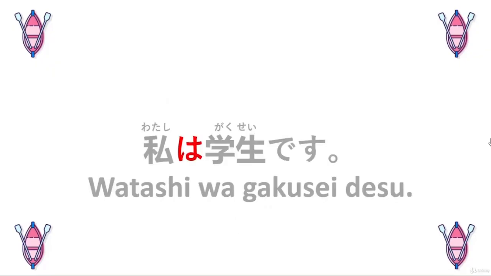Watashi wa gakusei desu. Watashi, I or me. Watashi wa, as for me. Gakusei, student. We write desu, but we say des. Desu is are. So as for me, I am a student. That's how we would translate the sentence, okay? So we know that the topic of our sentence is watashi, I or me.